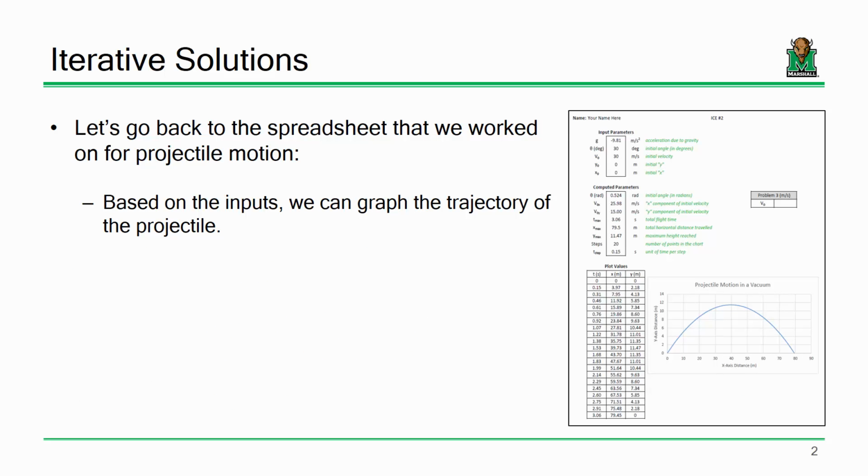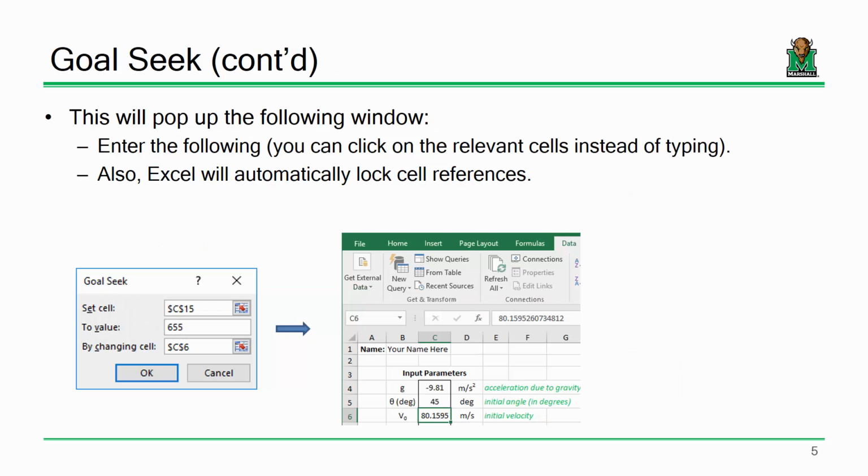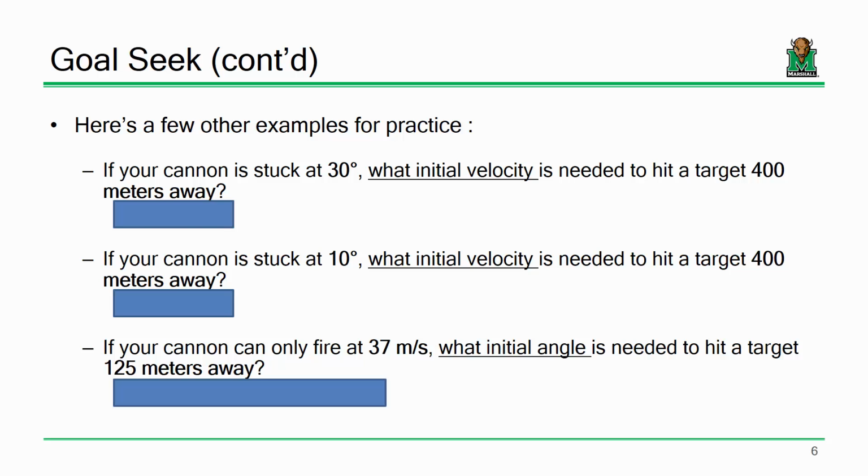Wait a minute. I thought I had some more of these. All right, do this. Use Goal Seek to find out: if your angle has to be 30 degrees and you want to hit a target 400 meters away, what initial velocity is required? Write that down and then make a change, because the second question is, what about 10 degrees in a range of 400? What initial velocity is required? And then the last one, you have a fixed velocity, but you're trying to solve for the unknown angle.